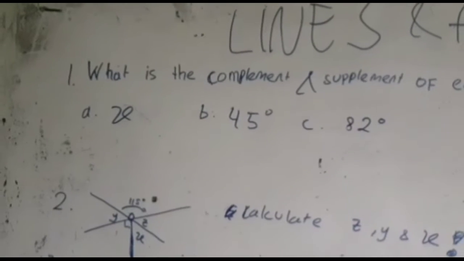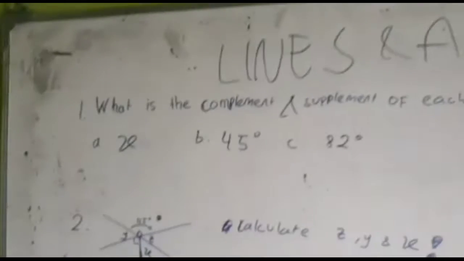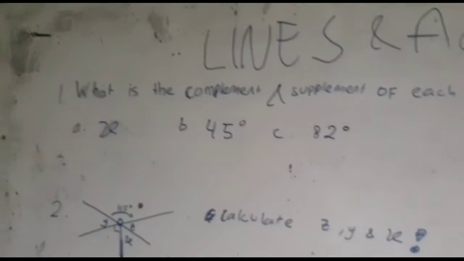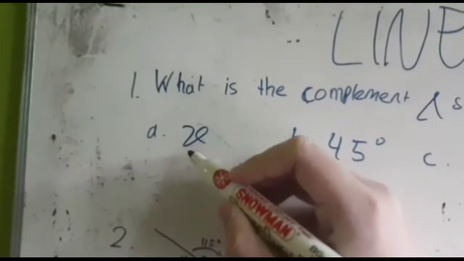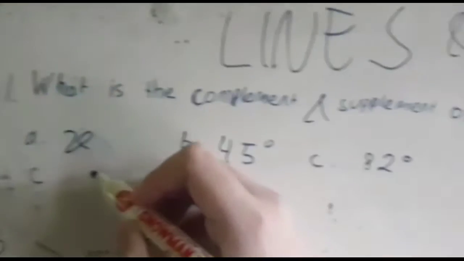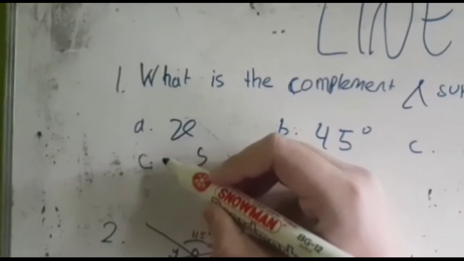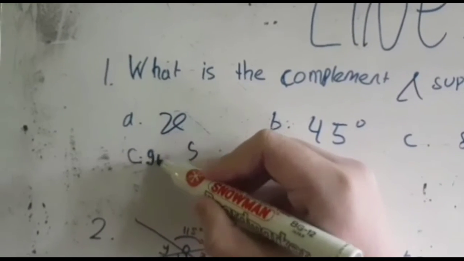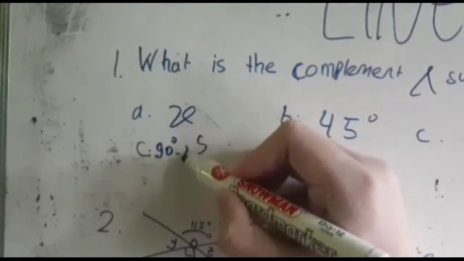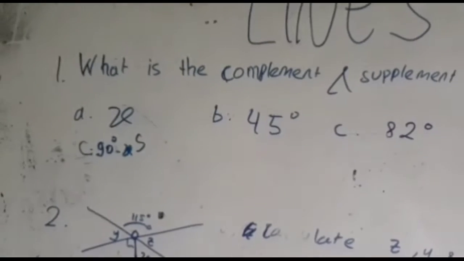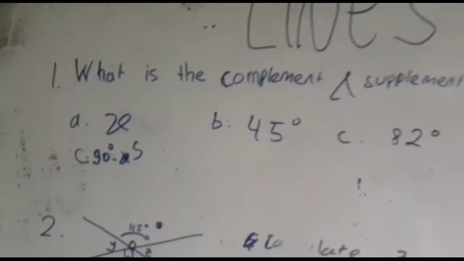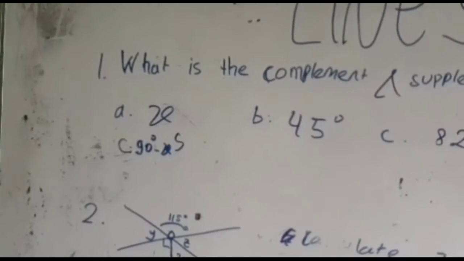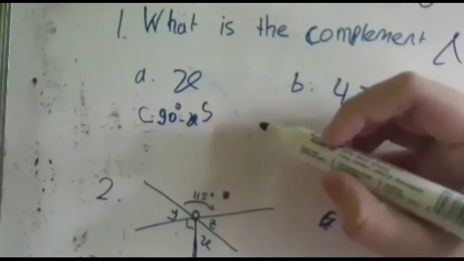Question number one: what is the complement and supplement of each angle? We know what the complement and supplement are. Basically for x, the complement is 90 degrees minus x, because complementary angles are two angles that add up to 90 degrees, and the supplement is the same but with 180 degrees.